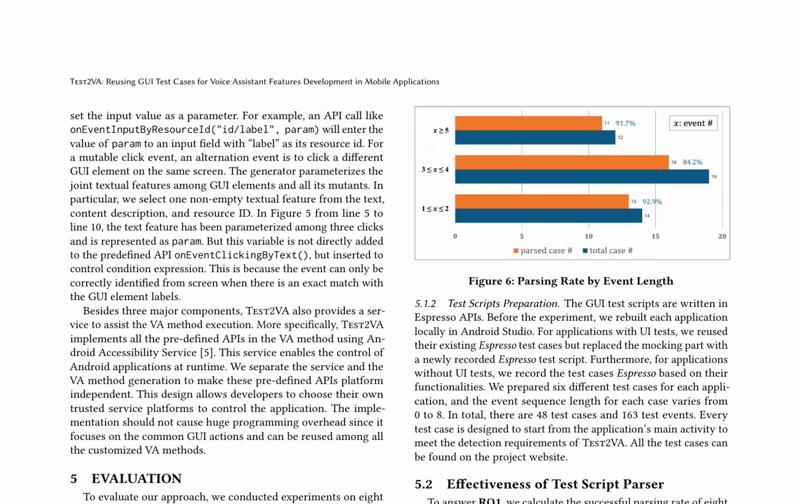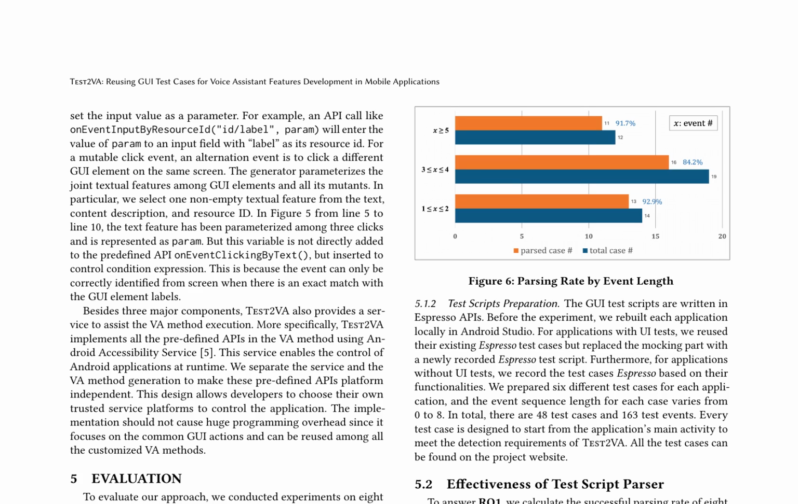These questions concerned the success rate of Test2VA in parsing test scripts, the accuracy and efficiency of Test2VA in detecting mutants, the success rate and quality of generated task methods, and the primary causes of failure in Test2VA.